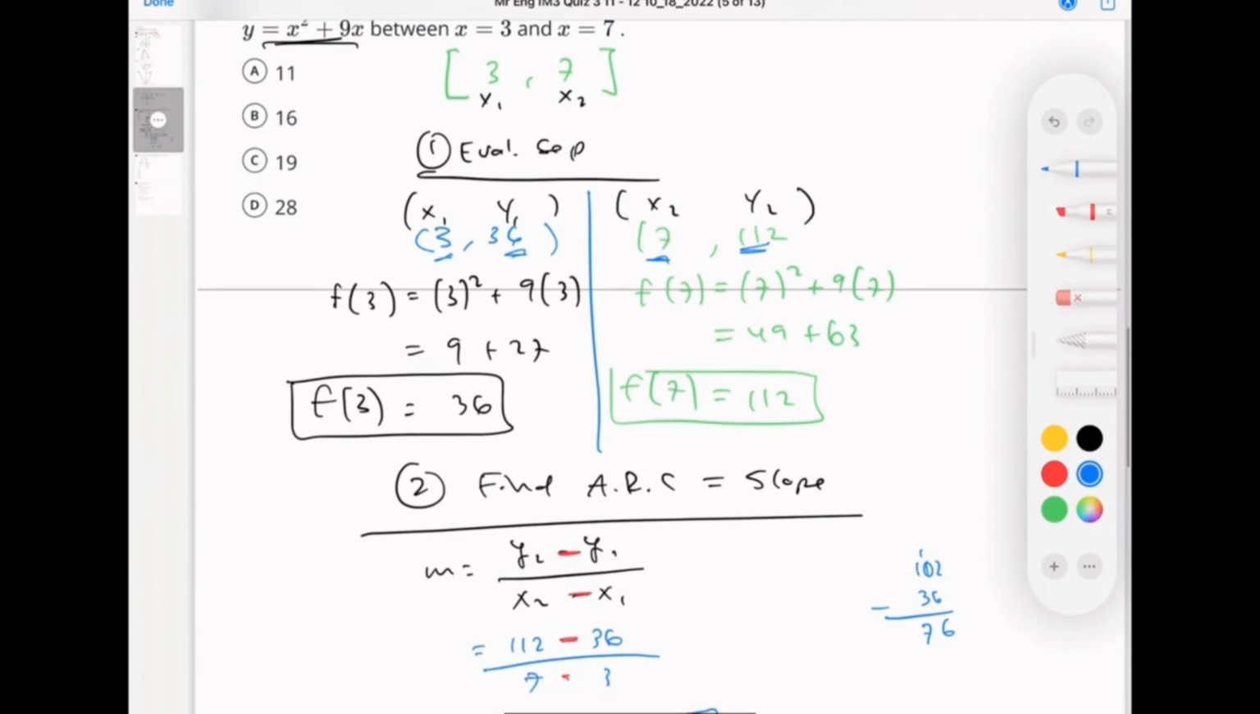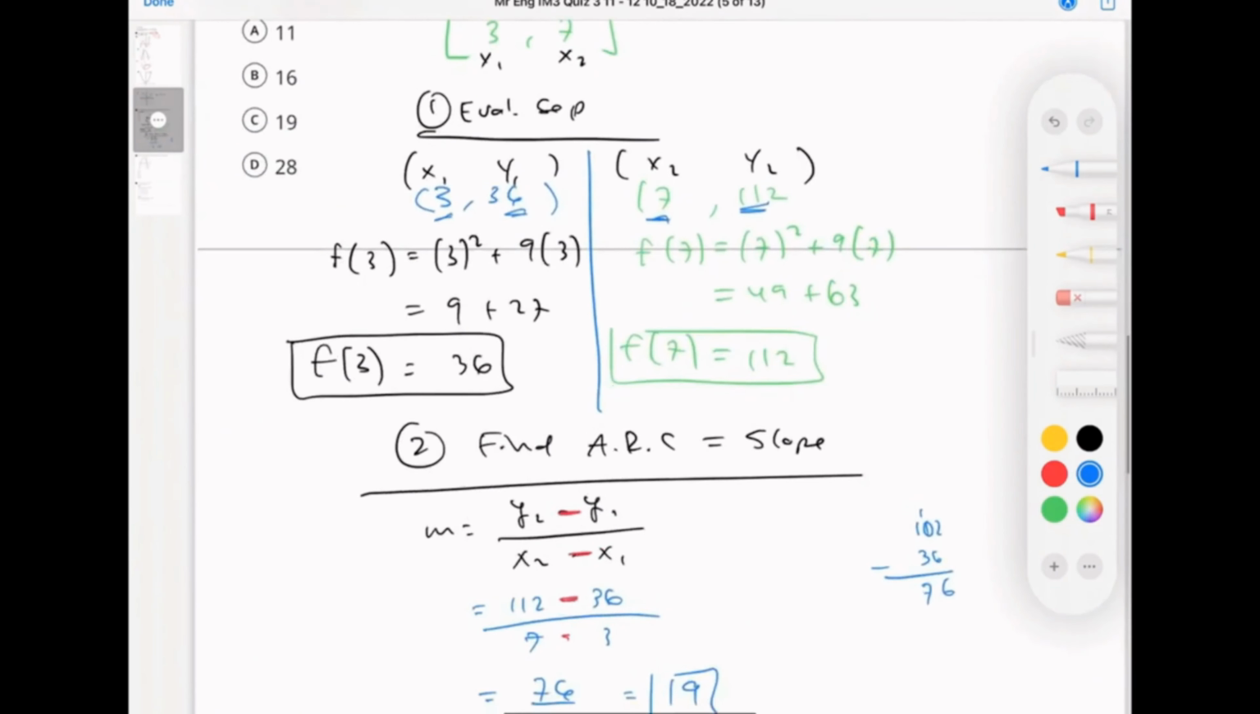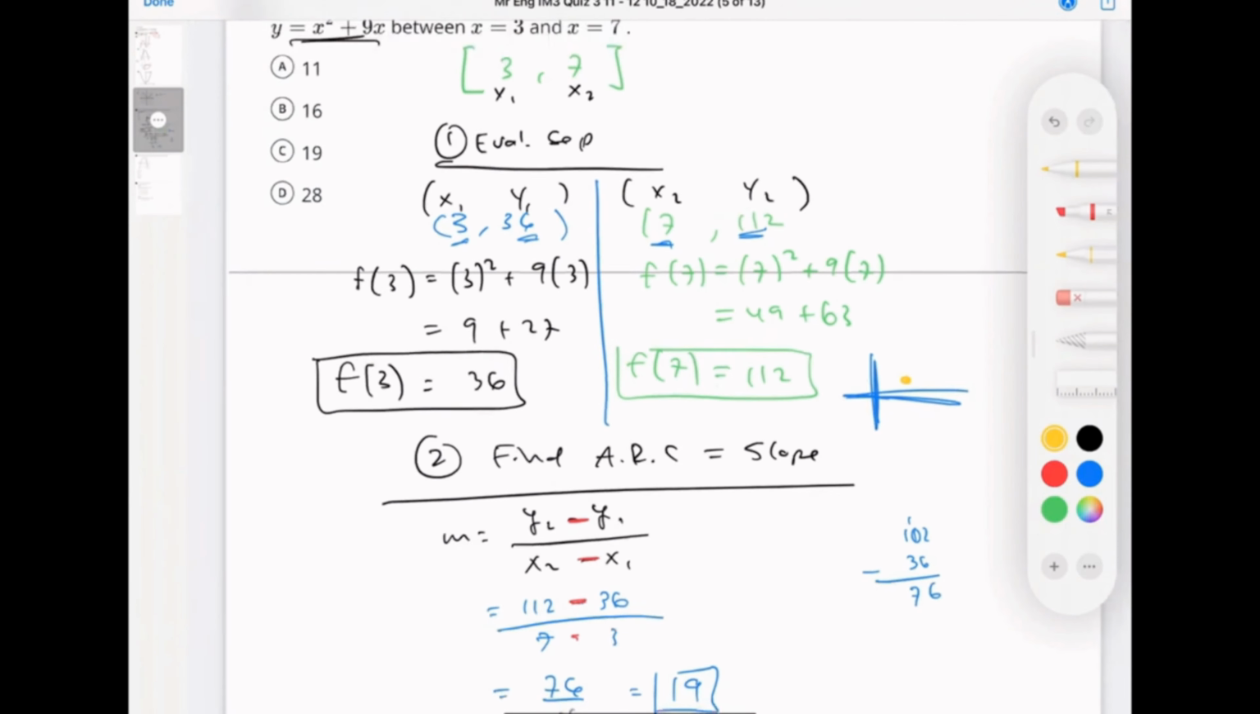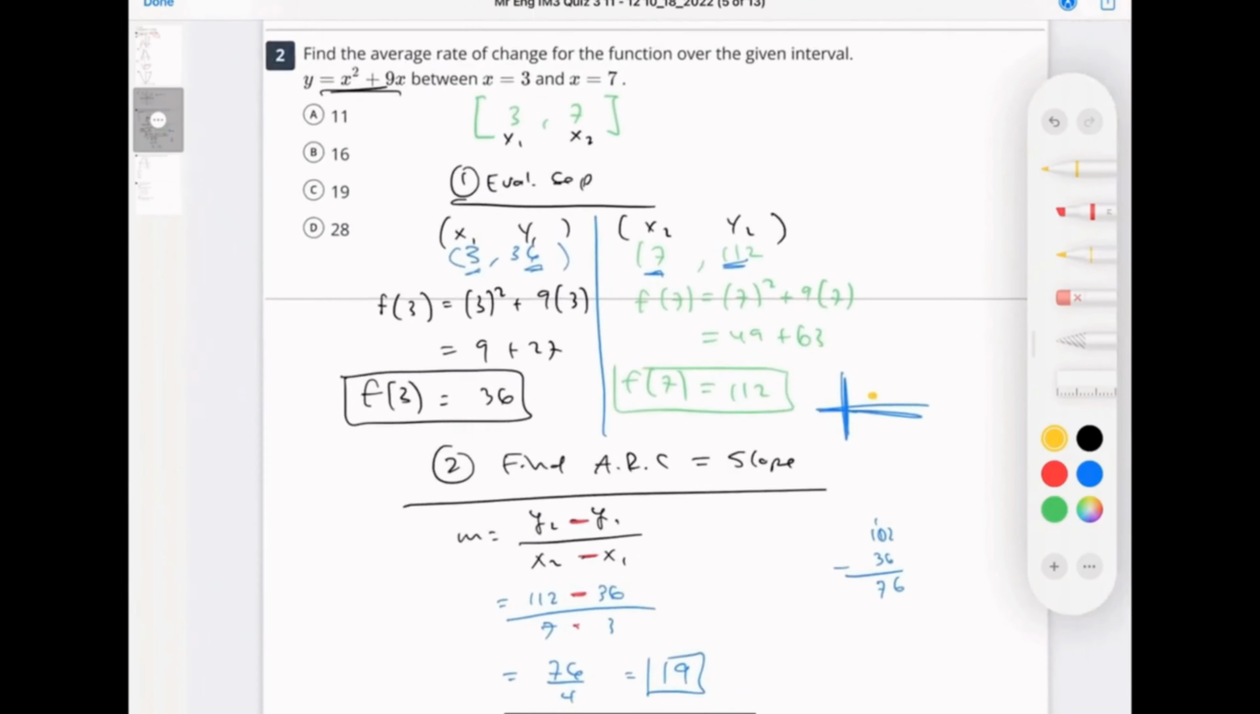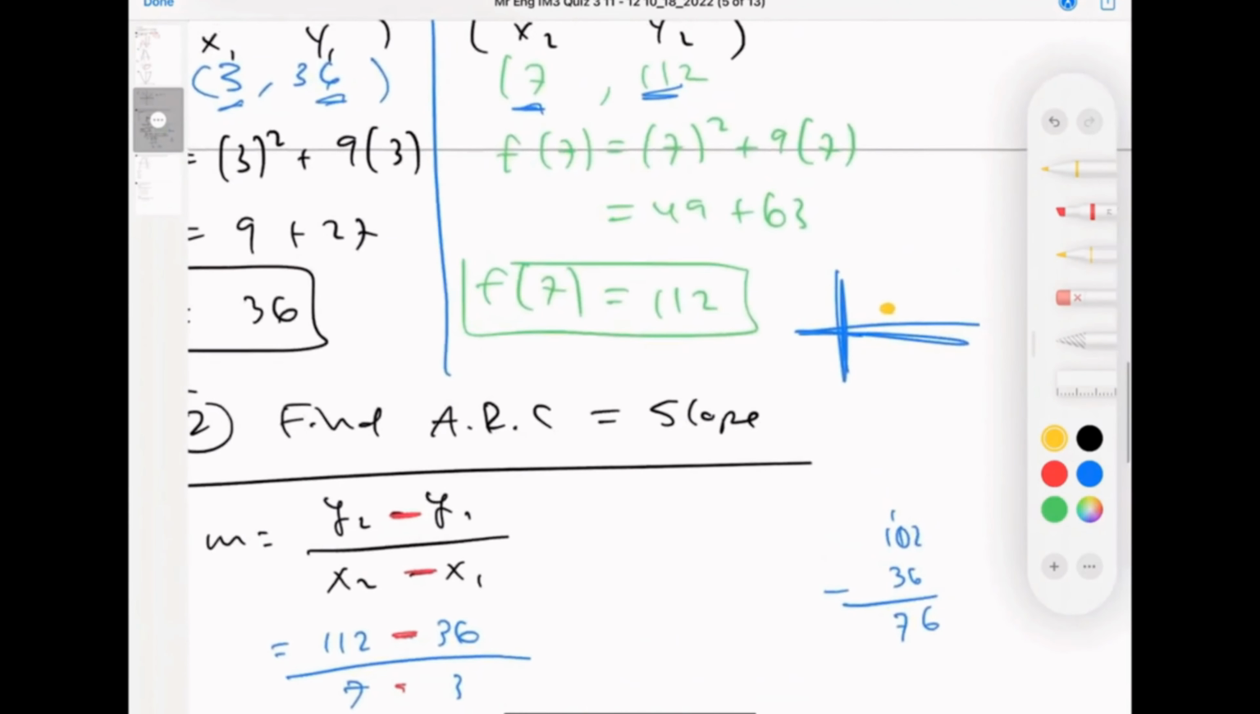Basically, if you graph this and you have 3, 36, and 7, 112, something like this. So your graph looks like something like that. And we're basically trying to find the average rate of change between the 2 yellow dots, which will give us a slope of positive 19.